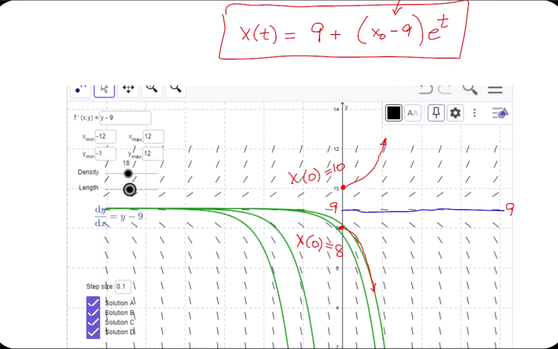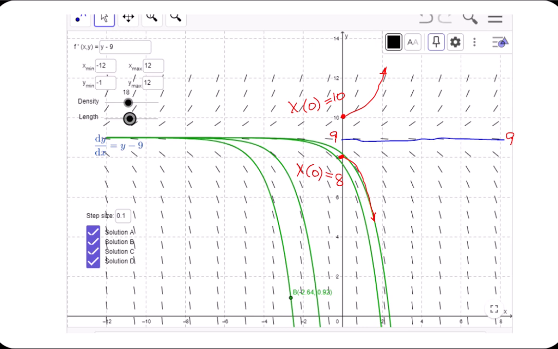If we look at the flow diagram, here in blue is 9. So here's the 9. If I start at 8, my solution is going to be decreasing forever. And anywhere I pick under 9, the solution decays. And if I pick something above 9, then the solution will follow the flow field and grow. And again, if I pick 9, it's going to stay constantly 9 forever.